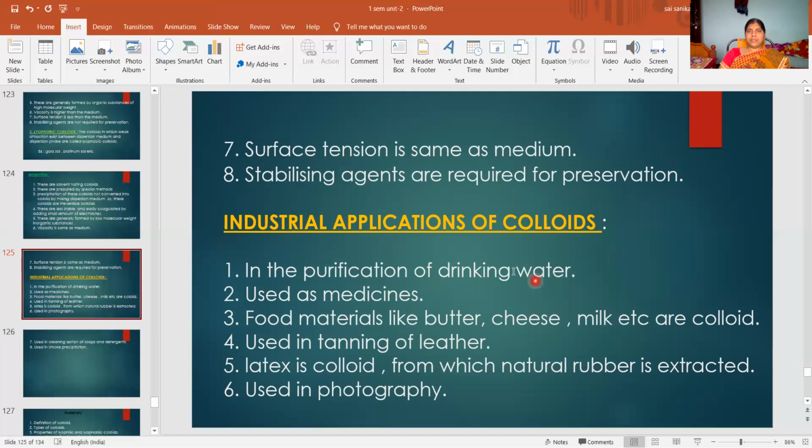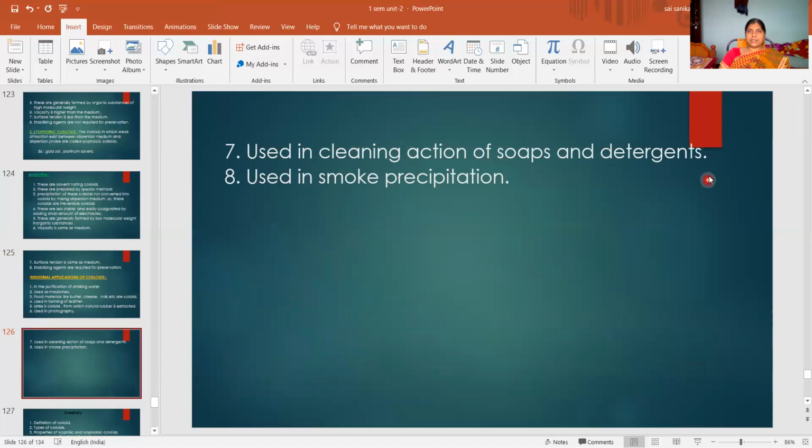First one, purification of drinking water, then used as medicines. Food materials like butter, cheese, milk are colloids. Then used in tanning of leather. Then latex is a colloid from which natural rubber is extracted, used in photography and used in cleaning action of soaps and detergents, and next used in smoke precipitation. So these are some of the industrial applications of colloids.